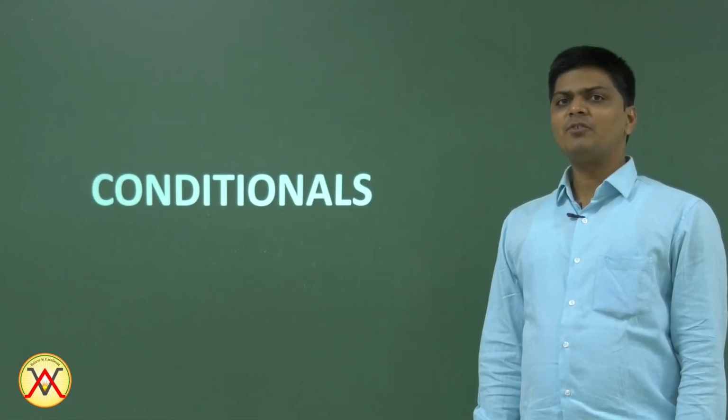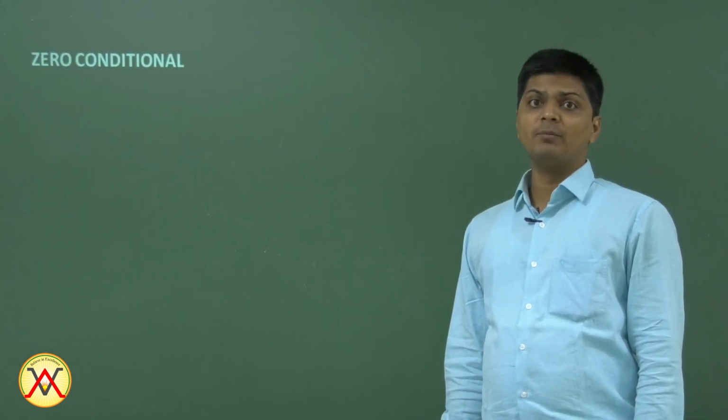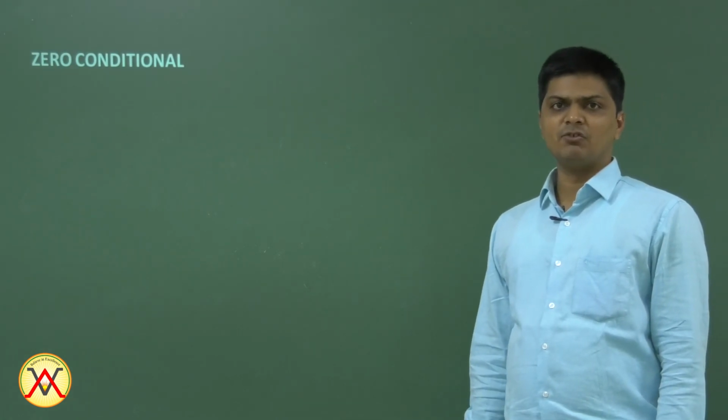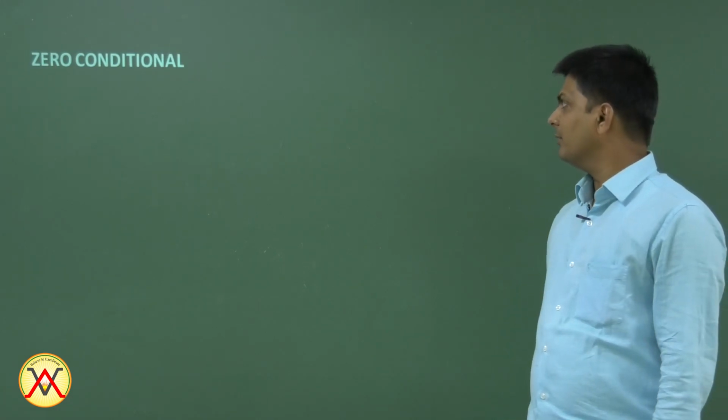Hello friends, today we will study conditional sentences. There are a few kinds of conditional sentences, in fact 4 of them. Zero conditional, first conditional, second conditional, third conditional. 4 of them. We will study each one of them one by one.